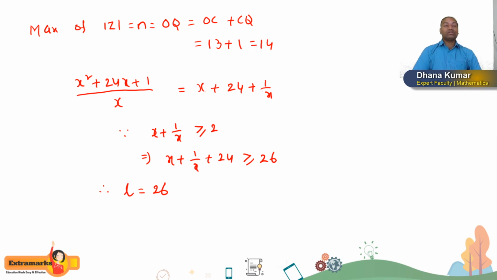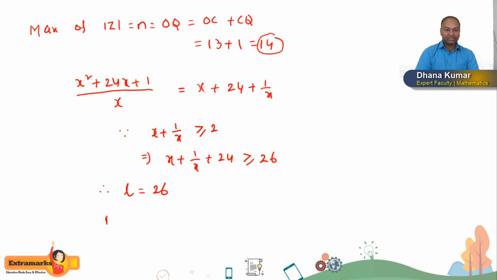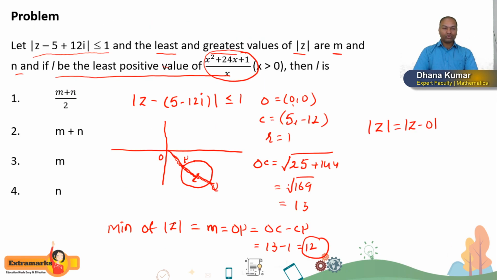But the actual question is to find L in terms of M and N. N is 14 and M is 12. Add these two: M plus N is 14 plus 12, which is 26. Both are the same. Therefore, L is equal to M plus N.